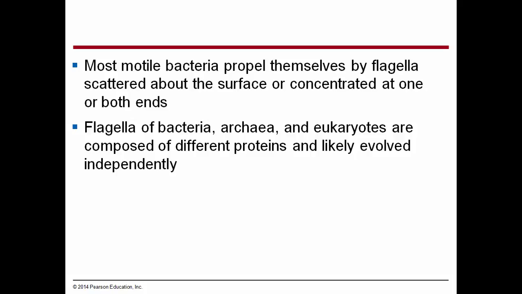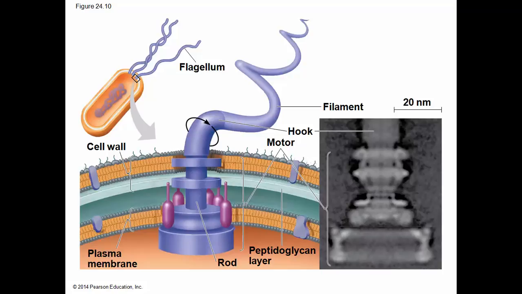Most motile bacteria propel themselves by flagella, scattered about on the surface or concentrated at one or both ends. Flagella of bacteria, Archaea, and eukaryotes are composed of different proteins and likely evolved independently. So even these different groups, bacteria, Archaea, and eukaryotes, it's like convergent evolution, where they have adapted the same solutions, but they did so in distinct evolutionary pathways. Okay, here's an example of a flagellum. It's a pretty interesting organism.